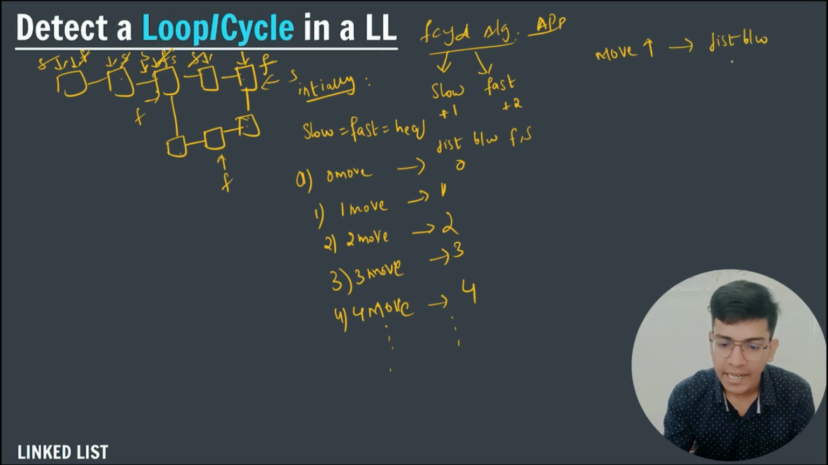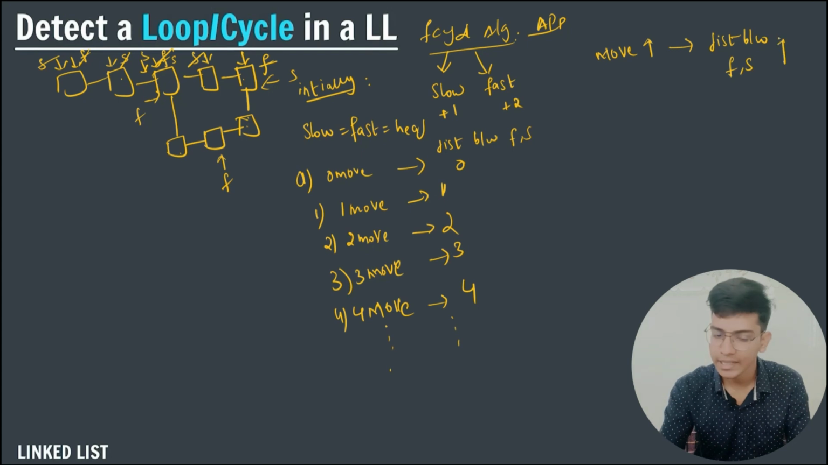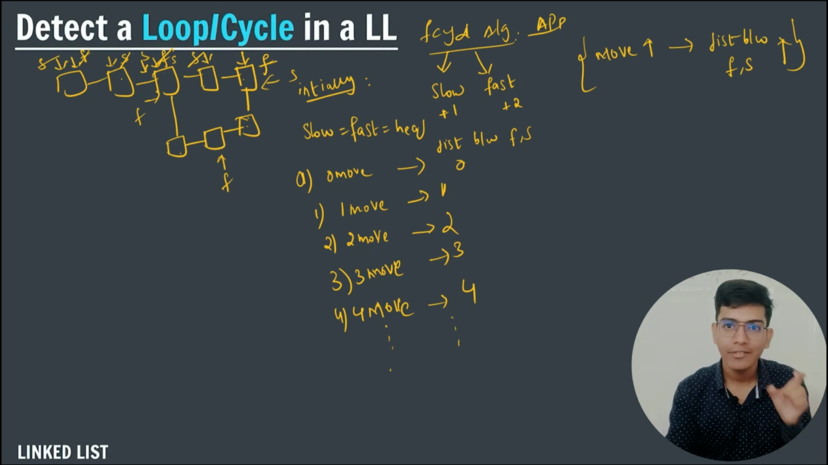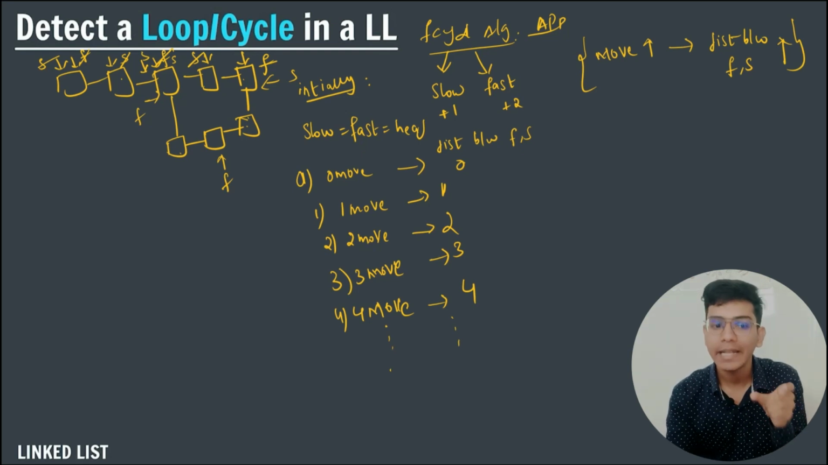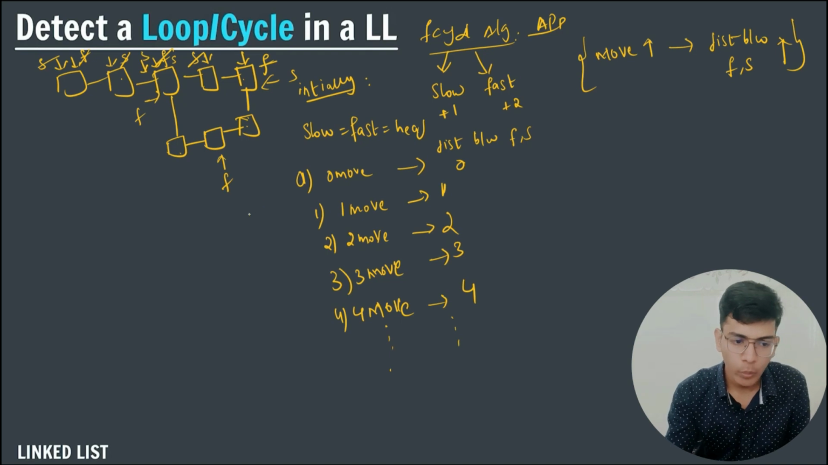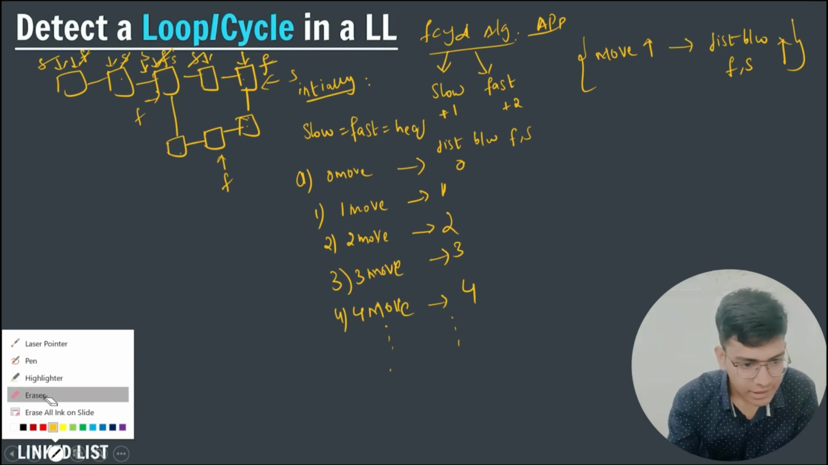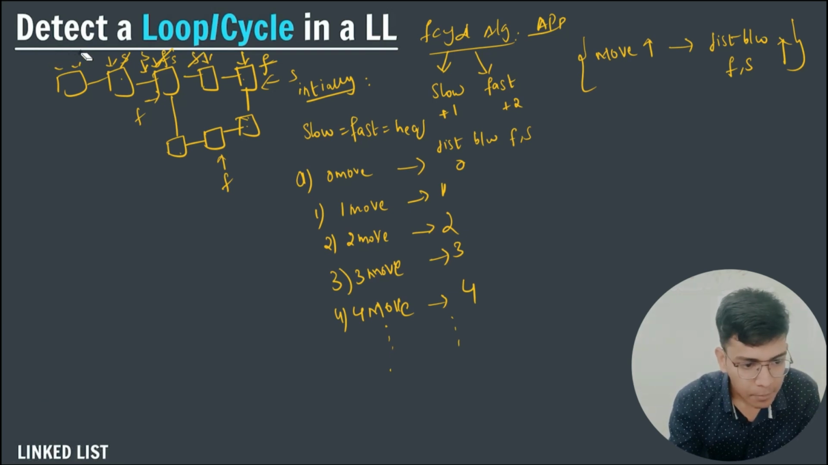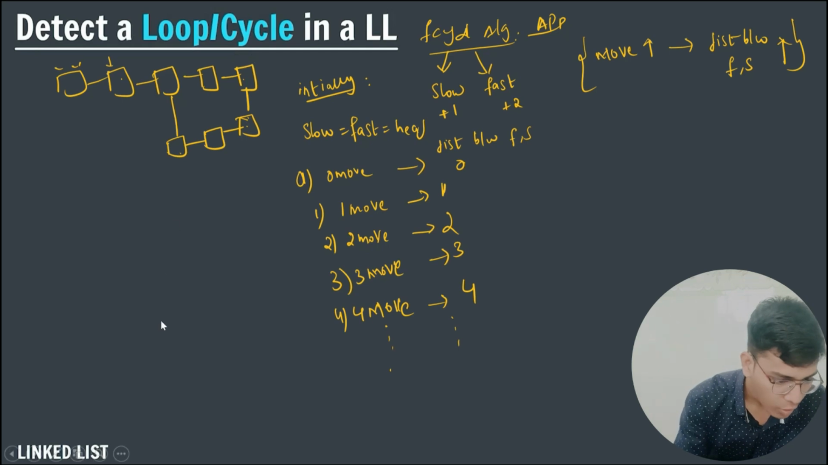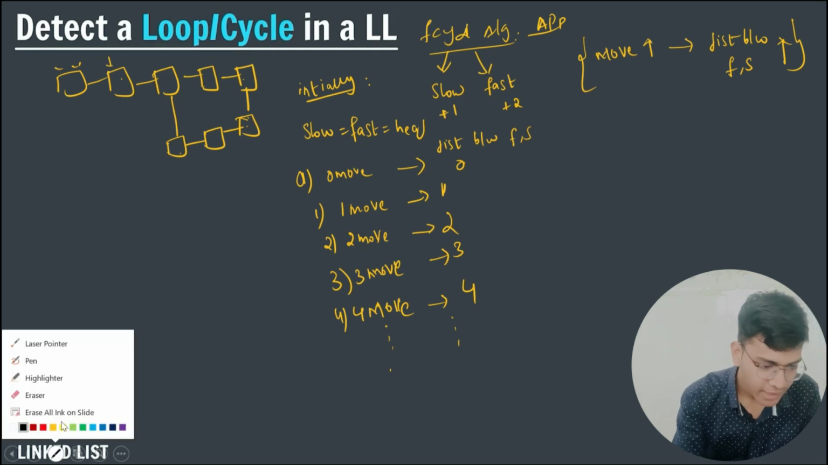You can see that as the moves increase, the distance between the fast and slow pointers also increases. This increase will continue until there is a loop in my linked list. Suppose there is a loop in my linked list. Let me clear all this first and erase all these steps. Now let me come to my point.